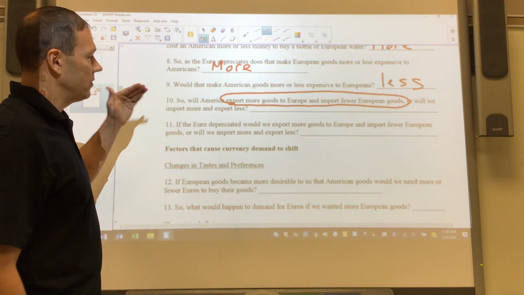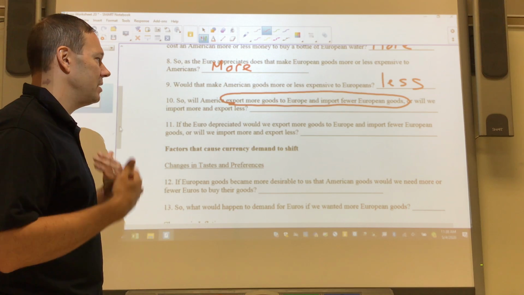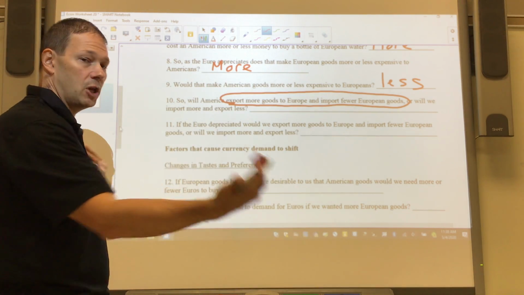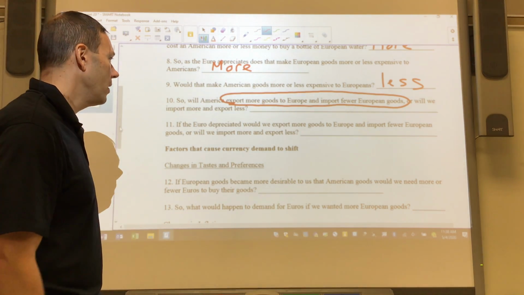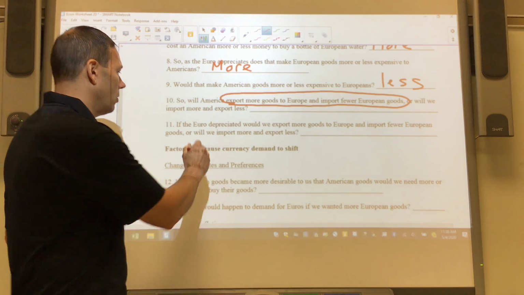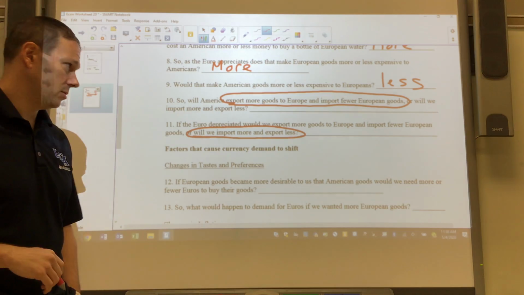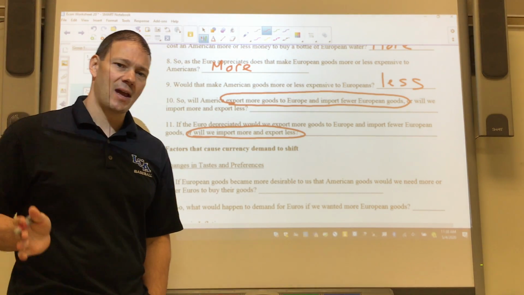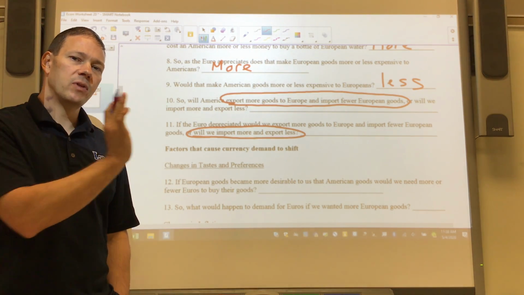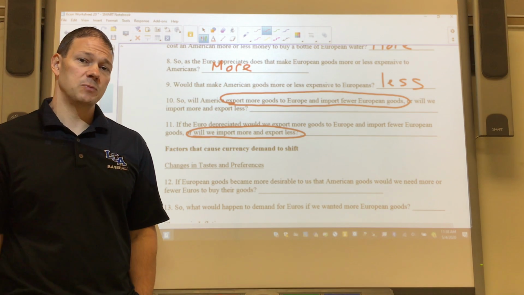Now guess what? If the euro depreciates, it's going to be the exact opposite. Their stuff becomes cheaper, our stuff becomes more expensive, and so in that situation, we're going to import more and export less. I know that's a little bit tricky, but you always have to ask the question, where have things become more expensive versus where have things become cheaper?